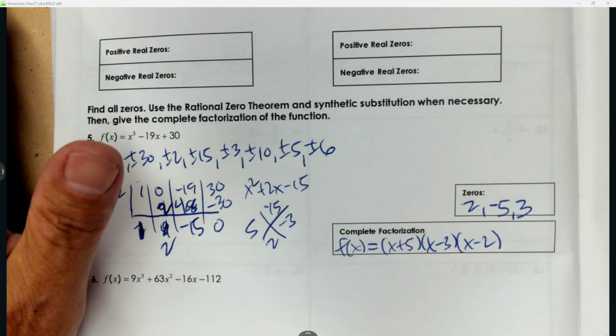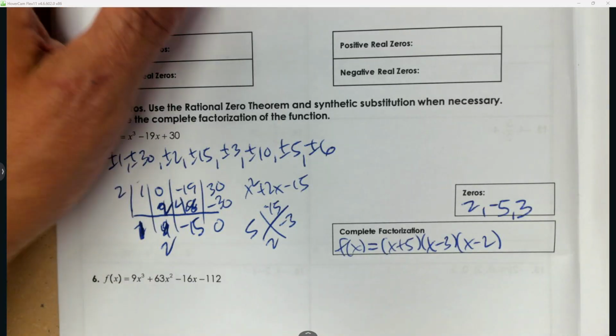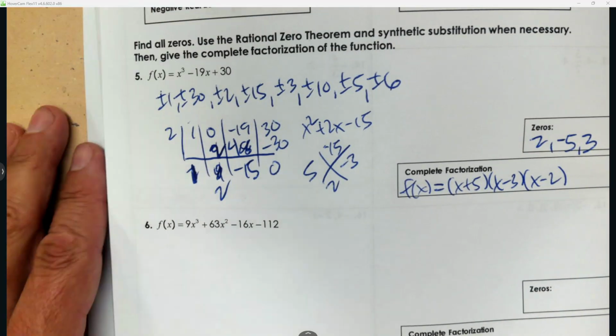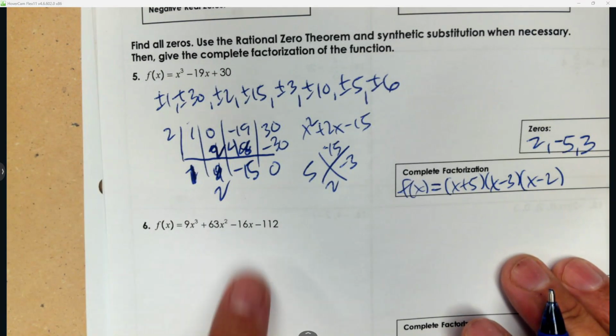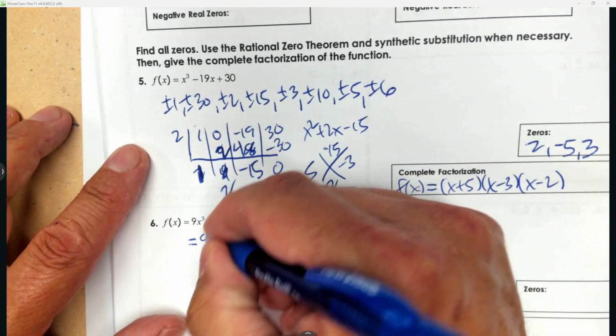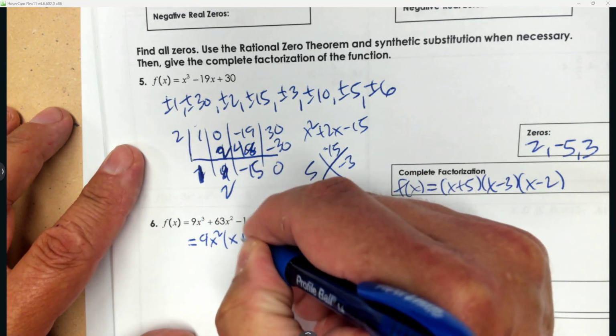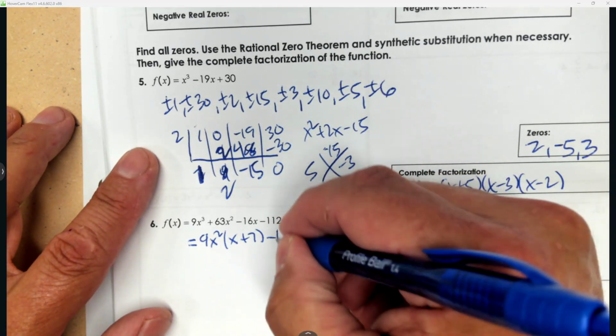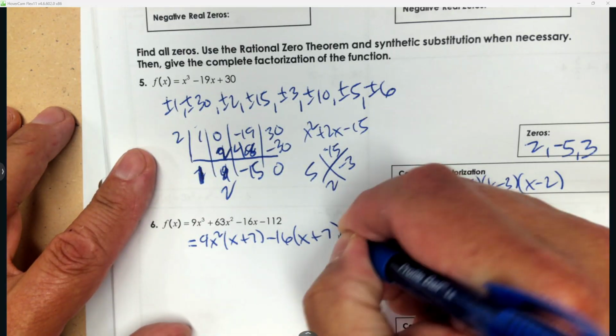All right, number 6. Now, number 6, I can actually factor. I don't need a list. So I'm going to factor out 9x squared. That's x plus 7. I'm going to factor out negative 16, believe it or not. That's again x plus 7.